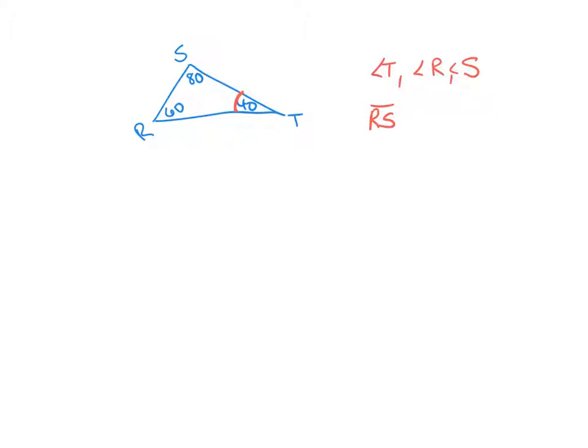Guess we're just eyeballing. No, don't eyeball it because they could draw it out of scale. Who's the next side that's the next biggest? ST. ST, because it's opposite the 60. And the last one is RT because it's opposite the 80.